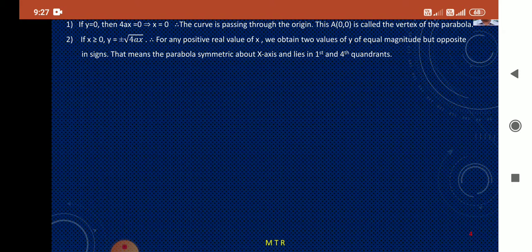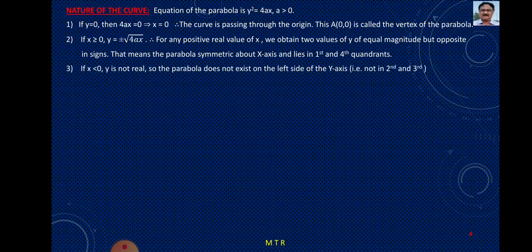Now, if x is less than 0, that is if you take the value of x as negative, what is y square? Y square is equal to 4x, and 4 is positive. So if x is negative, y square is negative. If y square is negative, y has no real values. So the parabola is not real if x is less than 0. That means the parabola does not exist on the left side of the y-axis, that is, not in the second and third quadrants.